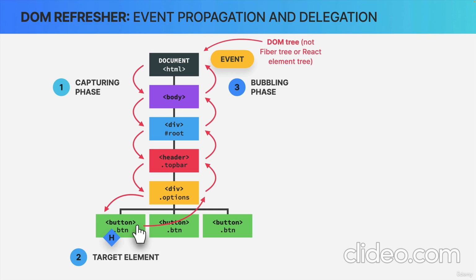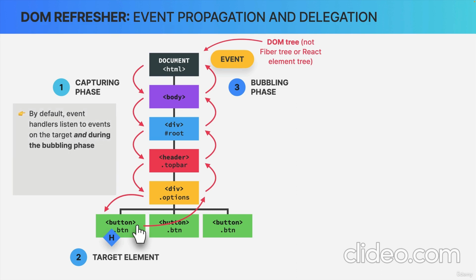The second important thing is that by default, event handlers listen to events not only on the target element, but also during the bubbling phase. So if we put these two things together, it means that every single event handler in a parent element will also be executed during the bubbling phase, as long as it's also listening for the same type of event. For example, if we added another click event handler to the header element, then during this whole process, both the handlers at the target and the header element would be executed when the click happens.